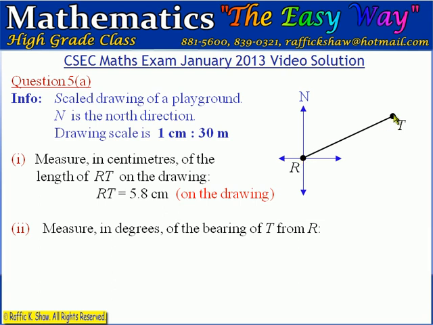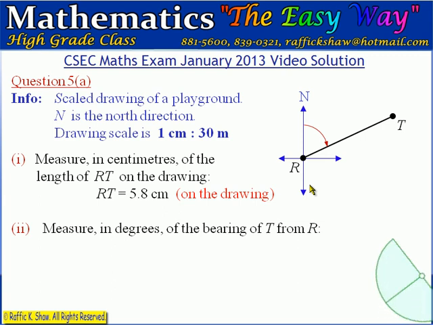Right? So the bearing of T from R, R is the from position, and so the bearing is measured at the from position clockwise from the north line at the from position, which is R, to the line joining R to T. And therefore the bearing of T from R would be this angle shown here, the clockwise angle from the north line to the line joining R to T. That angle is the bearing of T from R.